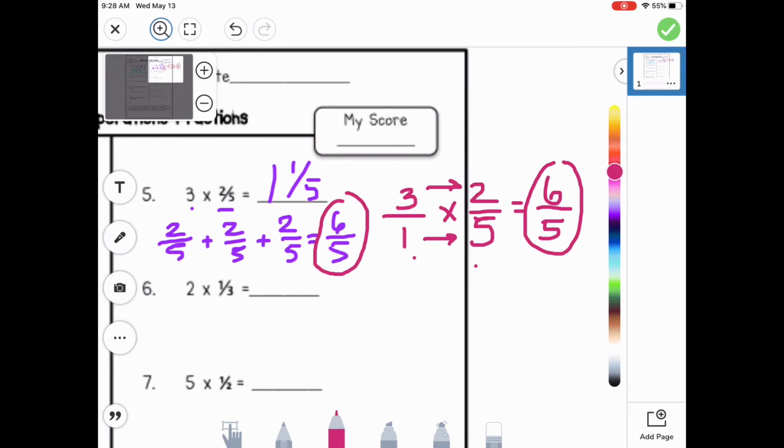So you can choose to use either strategy. The first one where we added 2/5 3 times, or the second strategy where we turned our whole number 3 into the fraction of 3 over 1, and then we just multiplied across by multiplying our numerators together and multiplying our denominators together. Both strategies will get you to the same answer.